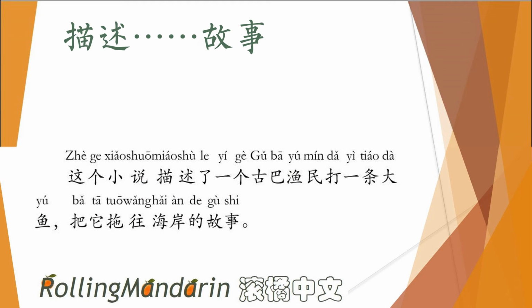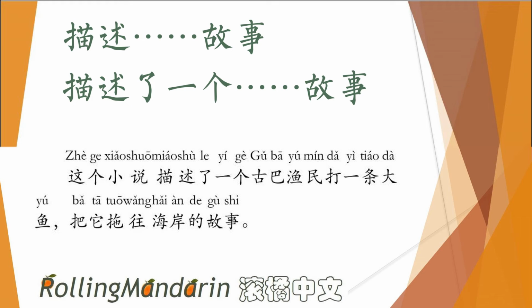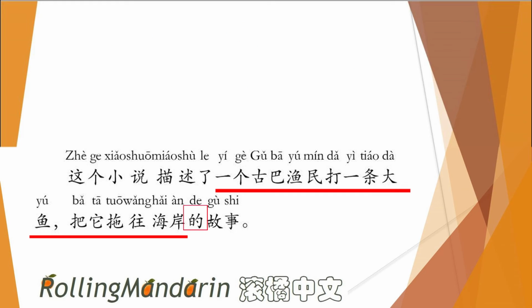In the second part of this text, there is a fixed structure that is 描述故事。描述了一个故事 will often be used when we want to tell the content of a book or an article. 一个古巴渔民打一条大鱼，把它拖往海岸 itself is a sentence. We use the particle 的 at the end of the sentence to change it into an adjective attribute to modify the object 故事。打鱼 here is a fixed structure.